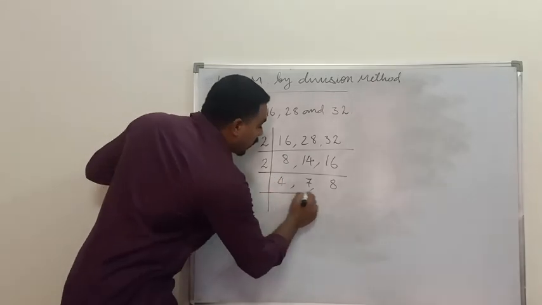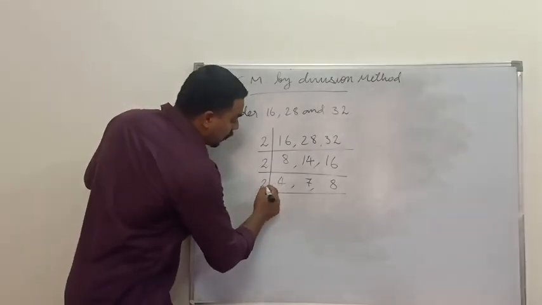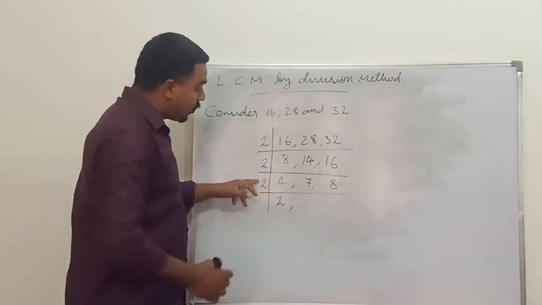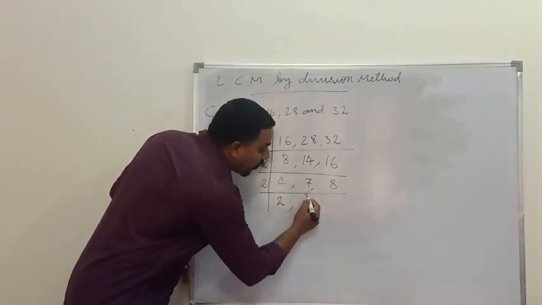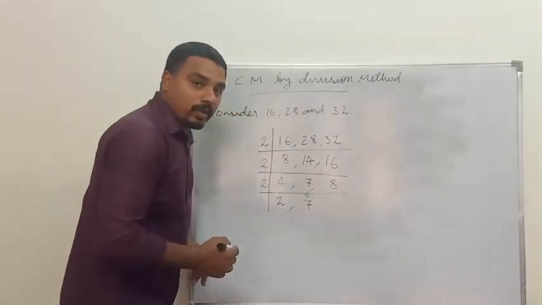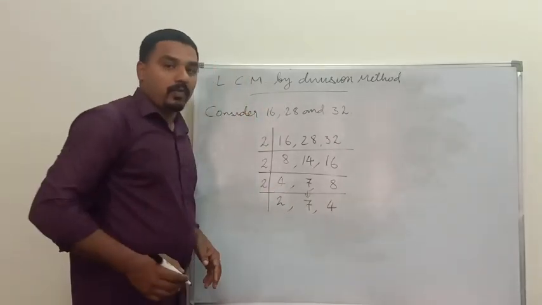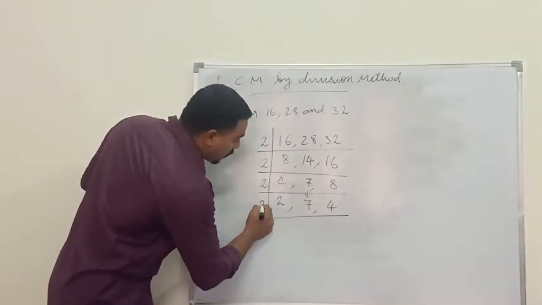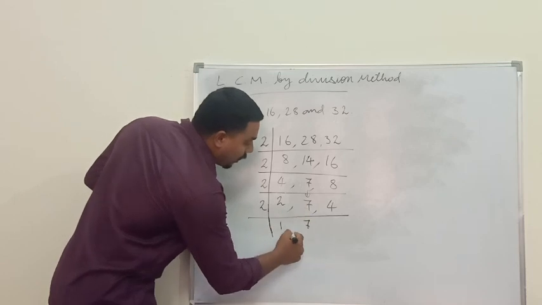Again we can divide with this 2. 8 divided by 2 is equal to 4. 14 divided by 2 is equal to 7. 16 divided by 2 is equal to 8. Next, 4 divided by 2 is equal to 2. 7 we are not able to divide by 2, so what we have to do? 7 we have to write down. Then 8 divided by 2 is equal to 4. Continue the process in this way. 2 divided by 2 is equal to 1, and 7 we write down.